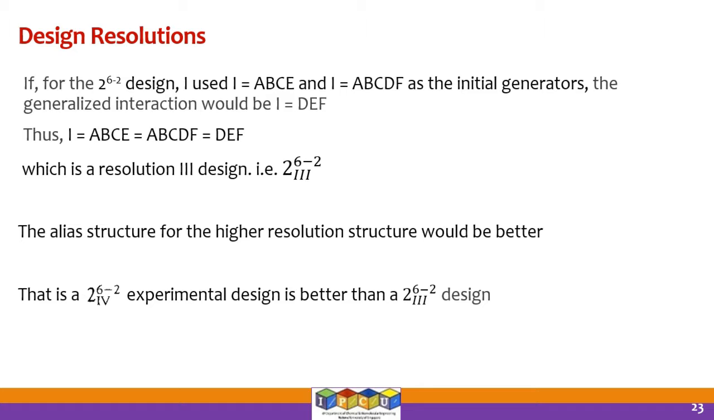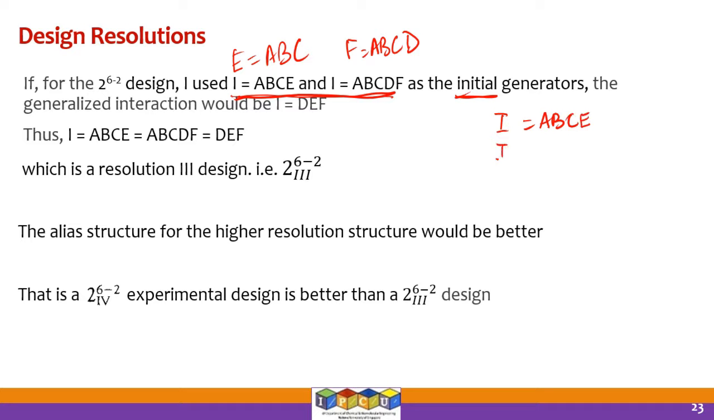Now, for the 2 to the power of 6 minus 2 design, suppose I use these as the basic design generators. That means E is equal to ABC is how I define the E column, and F is equal to ABCD is how I generate the F column. So in other words, I use these as the basic or initial design generators. What would be the generalized interaction? The generalized interaction would be, if you take I equal to ABCE and I equal to ABCDF.